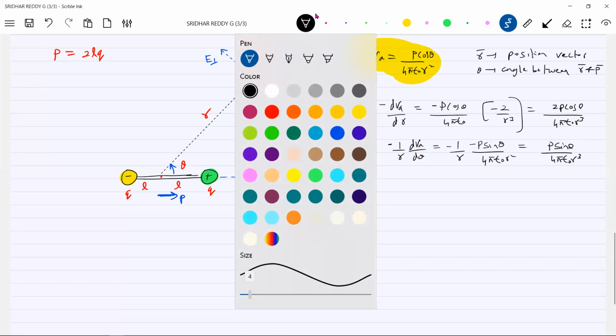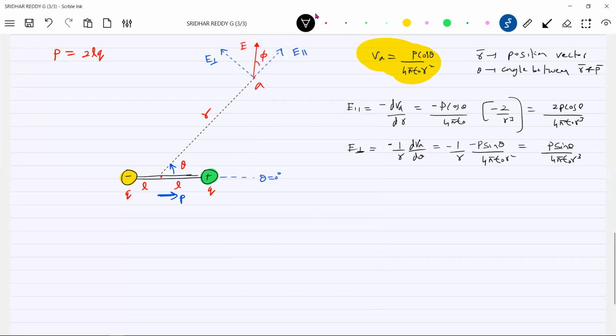Now, okay, what is the thing? So we have to get the resultant field. So what is the resultant field? Square root of E perpendicular square plus E parallel square. That is, P sin theta over 4 pi epsilon naught r cube, whole square.